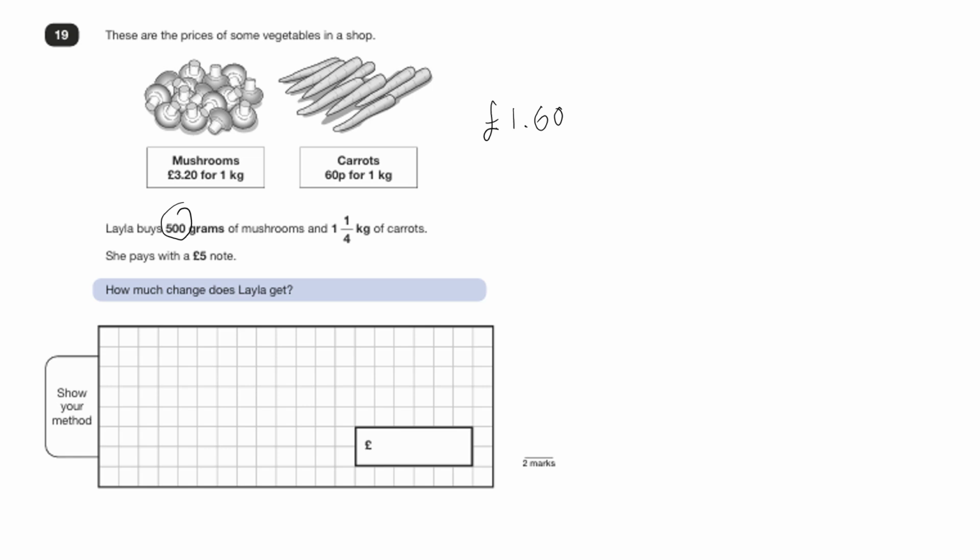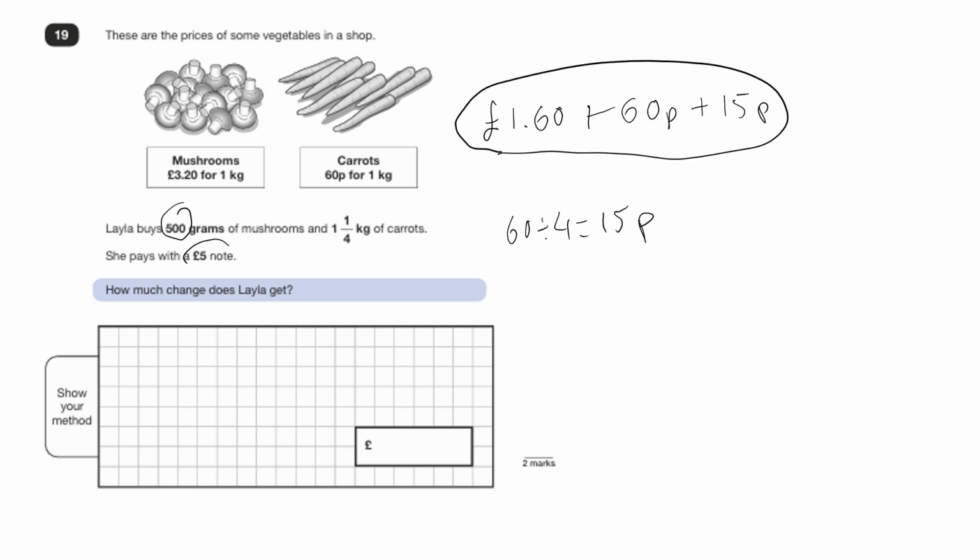And for the carrots, she's bought 1 kilogram worth, which is 60p, add together, and 1/4 of 60. To find a quarter of 60, we've got to do 60 divided by 4, which gives us 15p. 15, 30, 45, 60. So it's 15p. Add all of this up, and we just need to take it away from our £5 note. So we've got £1.60, add 60p, which gives us £2.20. I know this because 6 and 6 is 12. And then we add 15, so that's £2.35.